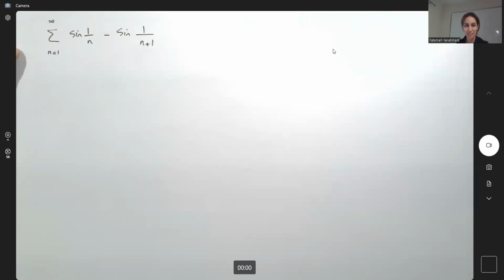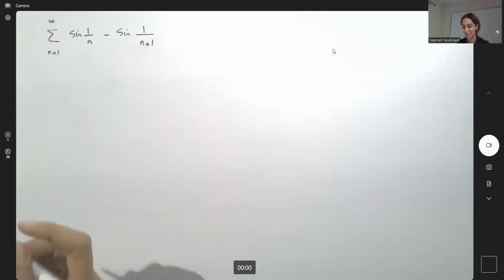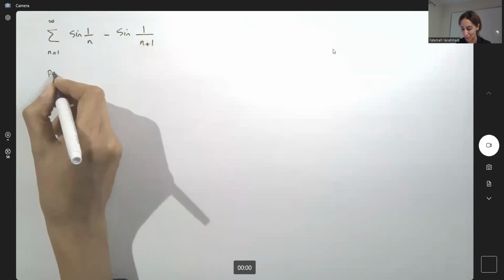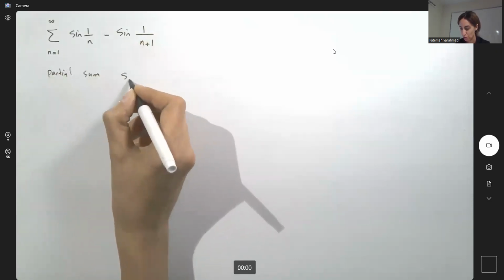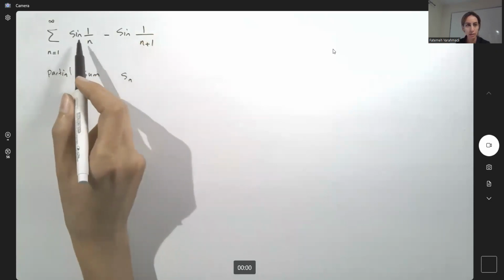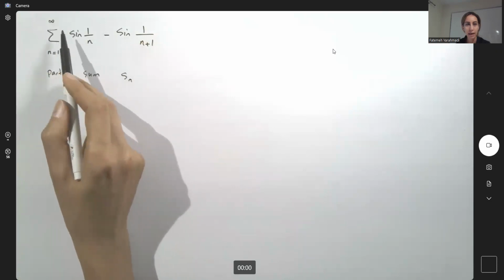So let us start analyzing this series. We have sine of 1 over n minus sine of 1 over n plus 1. So let us form the partial sum. Partial sum Sn, we're going to basically plug in values one by one and stop at n instead of going to infinity.